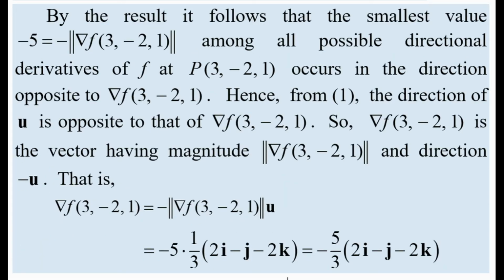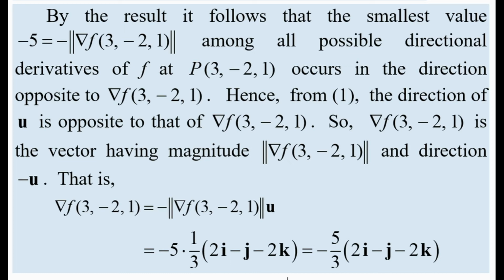By the result, it follows that the smallest value negative 5 is equal to negative of the magnitude of grad f among all possible directional derivatives of f at the point p occurs in the direction opposite to grad f at the point 3, negative 2, 1. Hence, from the equation 1 above, the direction of the vector u is opposite to that of grad f at the point 3, negative 2, 1.